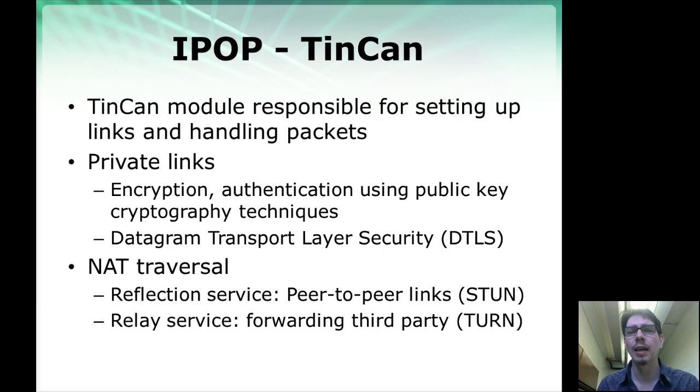They can be encrypted and they can be authenticated using techniques that are based on public key cryptography. In particular, typically, IPOP uses the UDP transport and the datagram transport layer security, or DTLS, for encryption and authentication. IPOP-tincan is also responsible for handling NAT traversal, and that, as we'll see, includes the ability to use a reflection service to determine an endpoint at the edge of the NAT, and also, when NAT traversal fails, use a relay service through the TURN protocol.